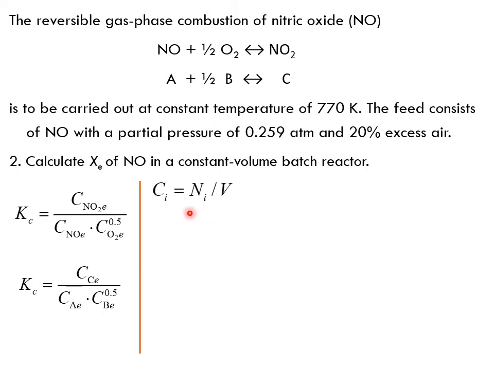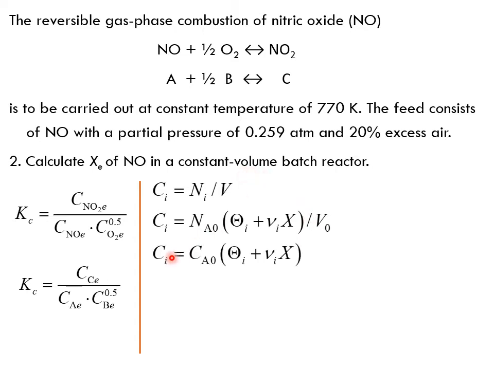You know that for a batch system, Ci equals Ni divided by V. And we know that Ni can be expressed as a function of X as follows: Na naught times (theta i plus nu i times X) divided by V naught, because the volume is constant. Upon simplification, we get this equation. And as I explained earlier, please do not memorize this equation. Always start the concentration equation from its basic definitions.